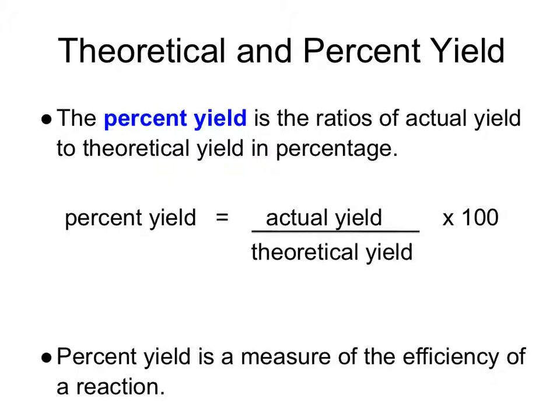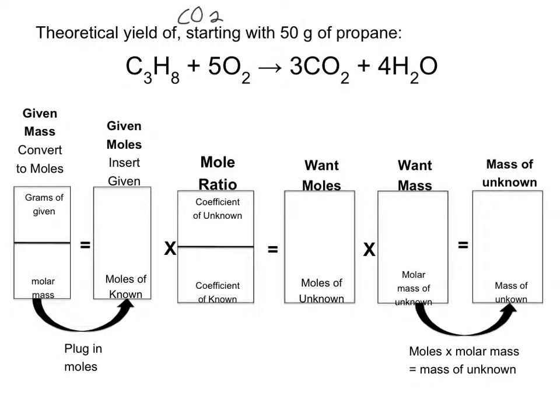So the amount you actually got divided by what the stoichiometry told you could possibly get as a maximum amount, divide those two numbers, and then you multiply by 100 to make it into a percentage. So just to use an example here, if we have this combustion of propane reaction, and we want to know our theoretical yield of carbon dioxide based on a starting amount of 50 grams of propane. So we have 50 grams of propane. Propane has a molar mass of 44 grams, 3 carbons, 8 hydrogens. 50 divided by 44, 1.14 moles of C3H8 propane.